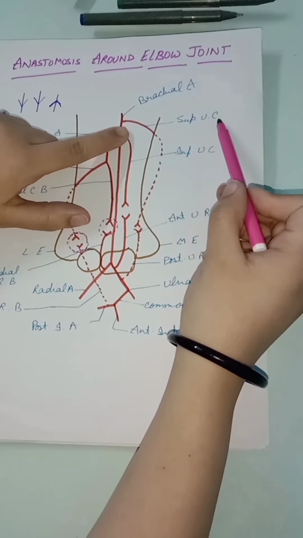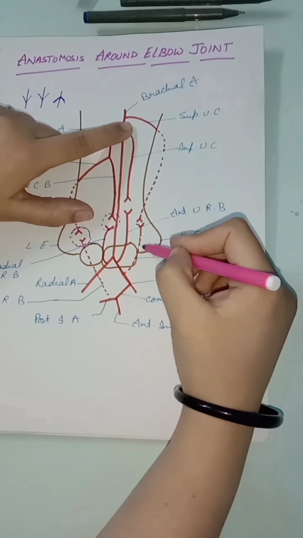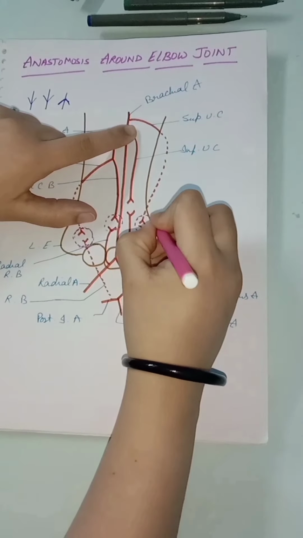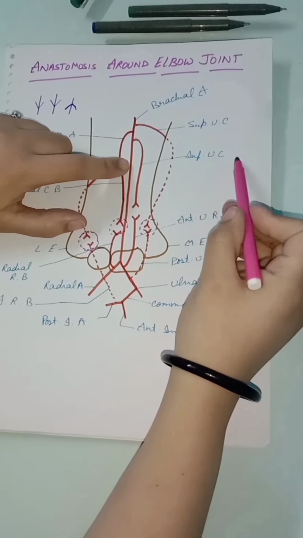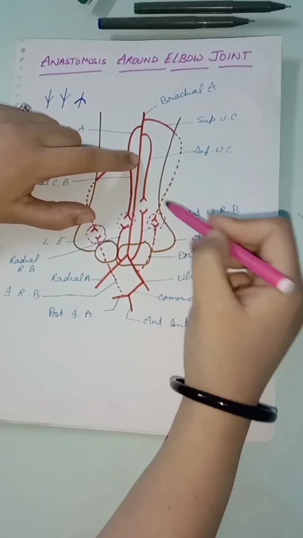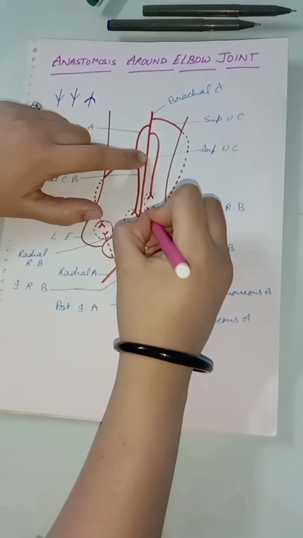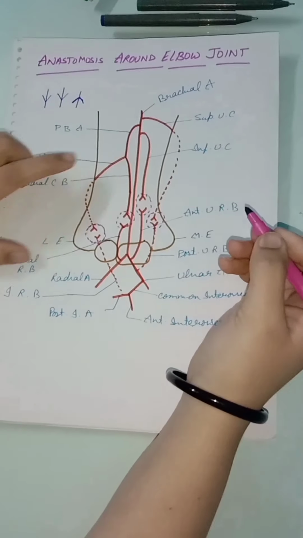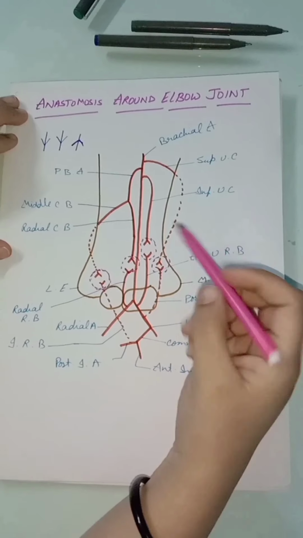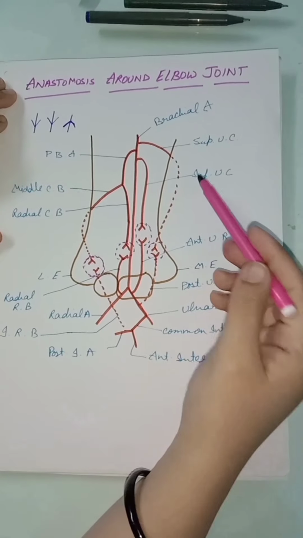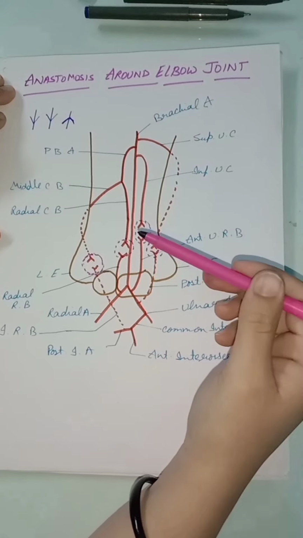The superior ulnar collateral branch anastomoses with the posterior ulnar recurrent branch behind the medial epicondyle, and the inferior ulnar collateral branch anastomoses with the anterior ulnar recurrent branch anterior to the medial epicondyle. So this is all about anastomosis around elbow joint. We can say the collateral and recurrent anastomosis around elbow joint.